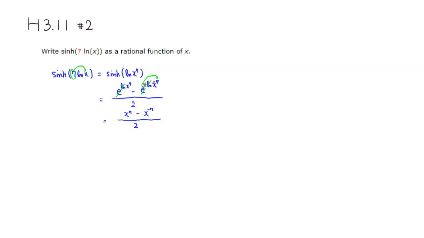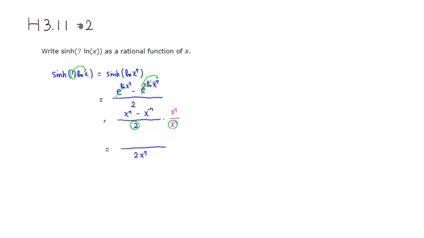We want to write this as a rational function. Here, x to the negative 7 is going to be a fraction inside a fraction, so we can simply multiply top by x to the 7th power and bottom by x to the 7th power. Multiply these two together, and we're going to have 2 times x to the 7th power.